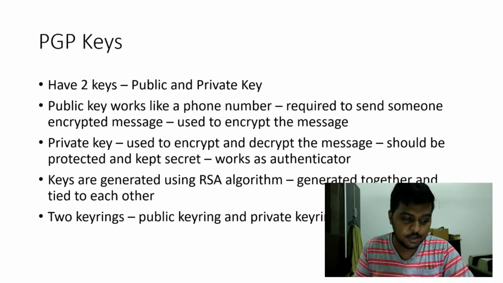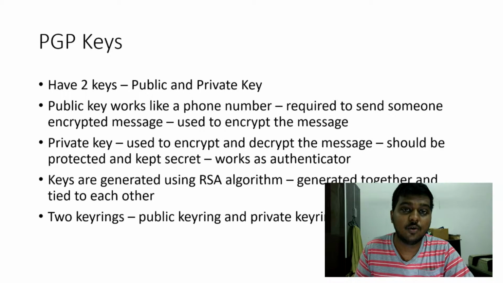As you use the PGP software, there will be two key rings available to you. One will be the public key ring. The public key ring is used to store all the receivers' public keys. And next will be the private key ring. The private key ring is only used to store your own key.